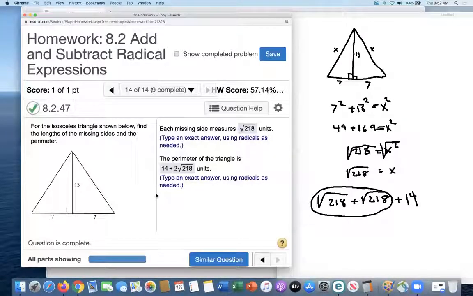No more math today. You're going to do section 8.1. You're going to do section 8.2. And you're going to do quiz 8A. That's what you're going to do.